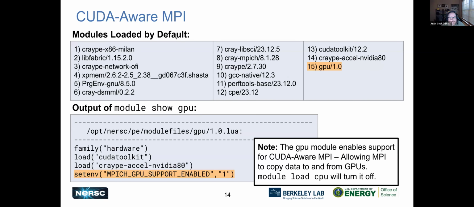So again, with this CUDA-aware MPI, it's all handled in this GPU module, and that's because it's setting this environment variable here. So if you're trying to do GPU programming and you're trying to use MPI and you want your MPI to be CUDA aware, you must make sure that this GPU module is loaded when you're doing this type of stuff. It's loaded by default, and if you don't want to use it, you can swap from the GPU to the CPU module. But most people are using GPUs for most of their codes.